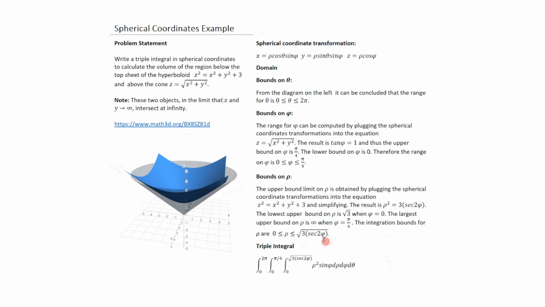So now that we have the bounds, we can just plug them in. And of course, we need the Jacobian because we're going to compute the volume. The Jacobian is rho squared sine phi, and this then becomes the differential volume element in spherical coordinates.